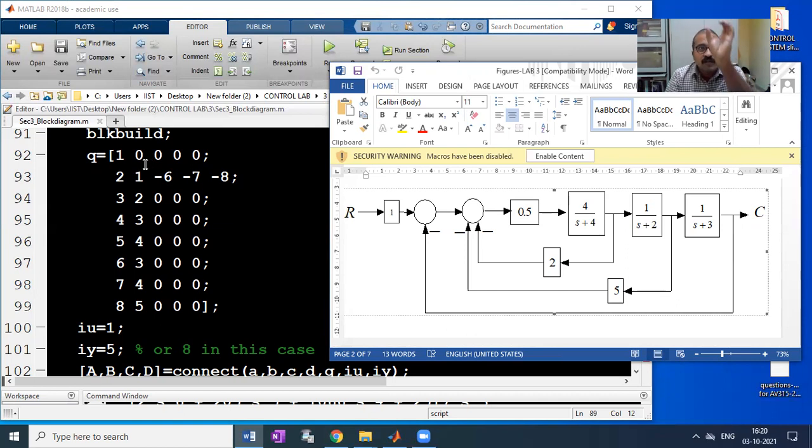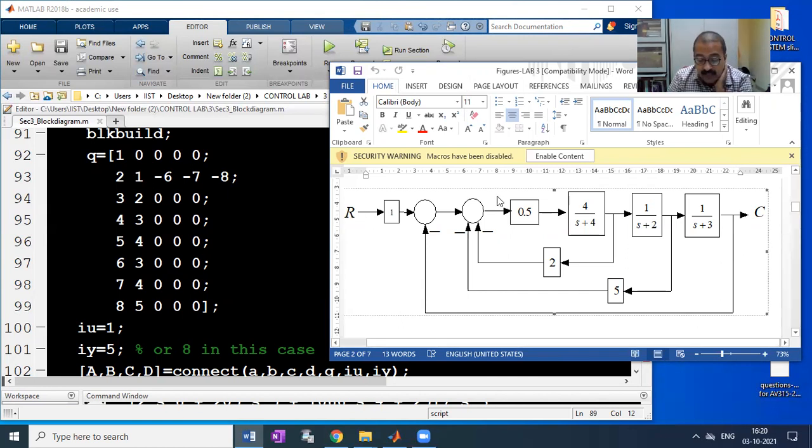So the first column will give you the block number. Additionally, there should be 4 columns. I said 4 columns: column 1, column 2, column 3, column 4. Now, what are the entries of the columns? See the first block, block number 1.